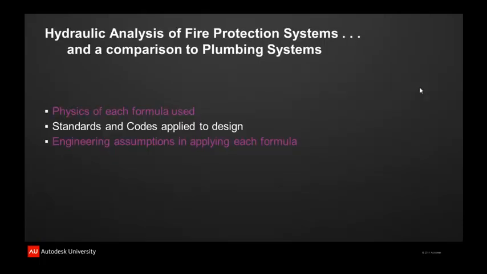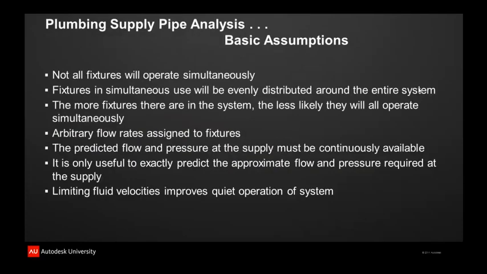I'm going to move also to talking about the assumptions and talk first about the engineering assumptions applied to the plumbing systems. Within the plumbing calculation of a supply system, we start by assuming that not all fixtures will operate at the same time, and that those that do operate will operate evenly around the entire system. Further, the more fixtures there are in the system, the less likely it is that all of them will operate simultaneously. We also have to assume that we don't know when somebody opens a faucet just how far they're going to open it, so we have to pick an arbitrarily assigned fixed flow for each fixture that opens.